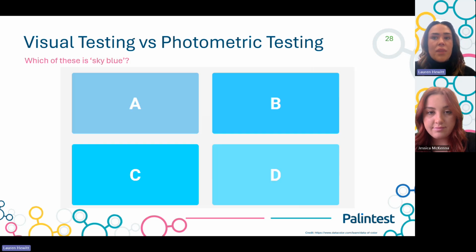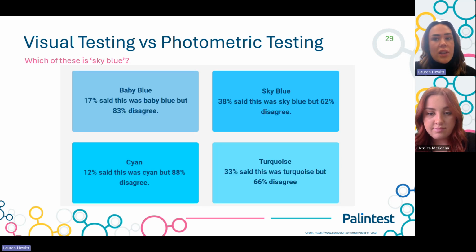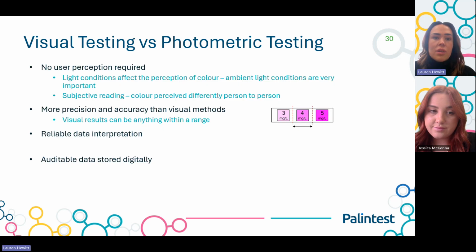Another example here. All colours here are a shade of blue, but if I was to ask, which colour do you think is sky blue? There are a good mix of opinions on here. Only 38% of people agree with the correct colour of sky blue, showing that we all see and interpret colour very differently. So to expand a little on before, why photometric?